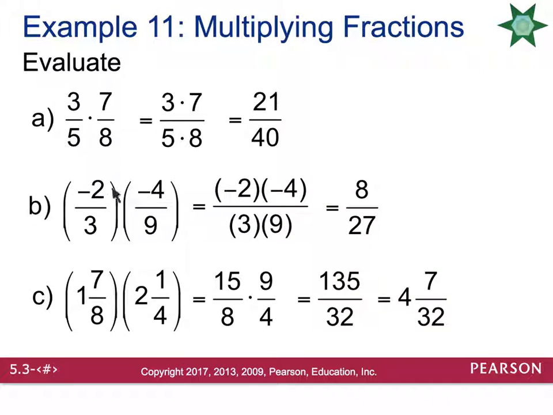Okay, let's look at some examples. Let's say we have 3/5 times 7/8. We don't have to have a common denominator when we're multiplying. So we just multiply 3 times 7 in the numerator and 5 times 8 in the denominator. 3 times 7 is 21 and 5 times 8 is 40.